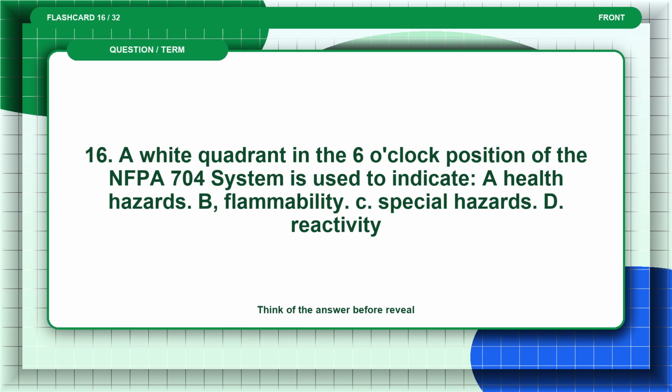Flashcard 16. A white quadrant in the 6 o'clock position of the NFPA 704 system is used to indicate A. Health hazards, B. Flammability, C. Special hazards, D. Reactivity. Think of the answer before the reveal.